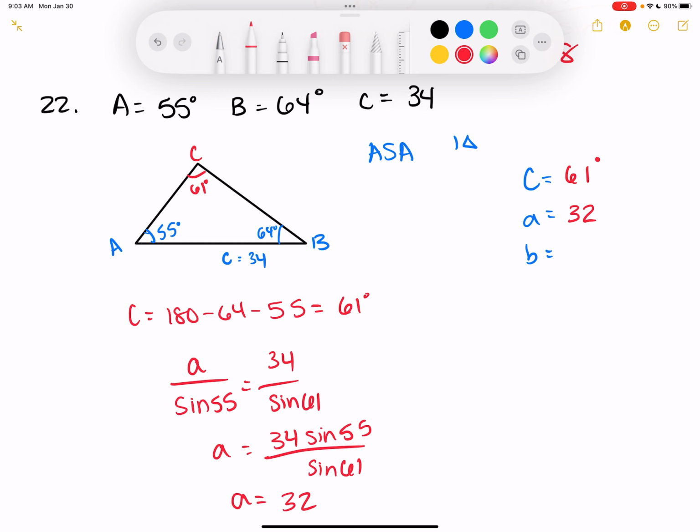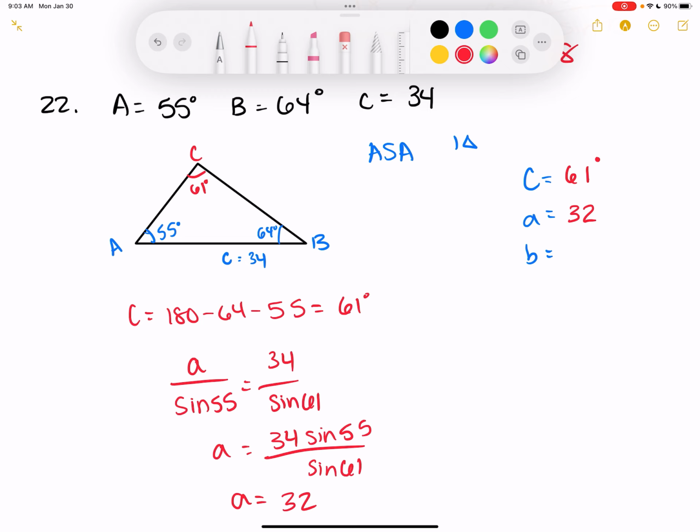Just to make sure, sometimes it's about how you type it in your calculator, because when you hit sine of 55, if you don't close the parentheses before you do the division symbol, it's going to think that you want to divide 55 by the sine of 61 inside. So there ends up being a lot of parentheses if you do these all in one step instead of in multiple steps.